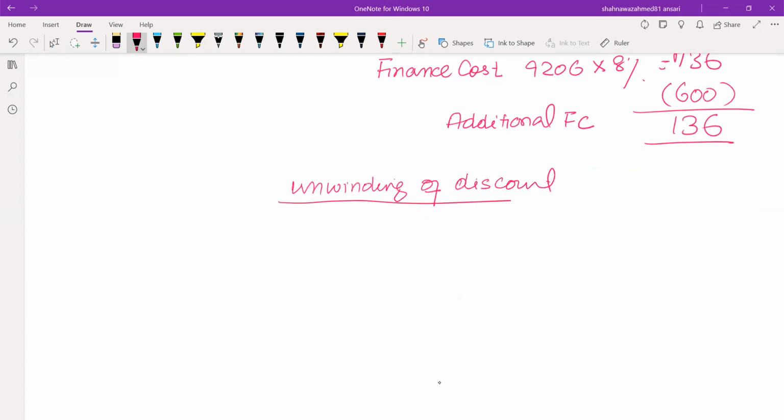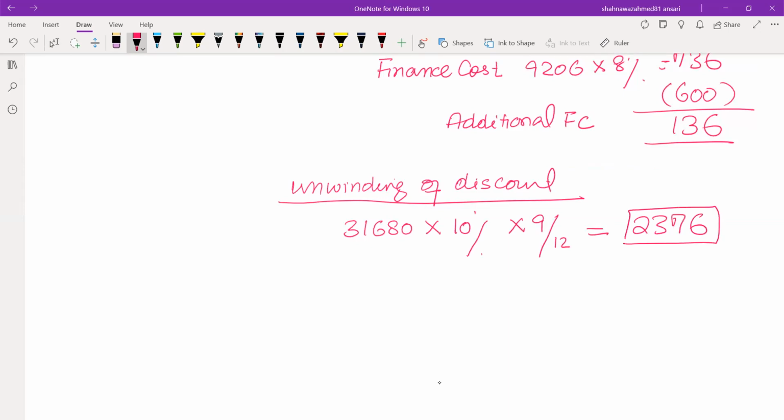How we can calculate this? We have present value, that is 31680. Discount rate is 10%. 9 months unwinding of discount, and this is 2376. Where I have to add this value? Add in finance cost. So all the working is done now.